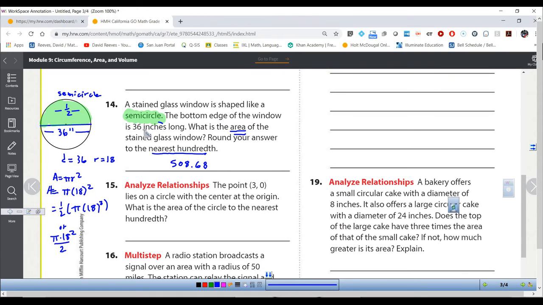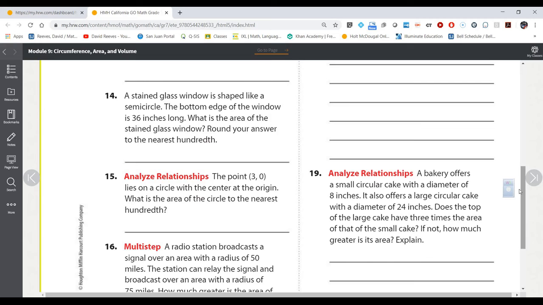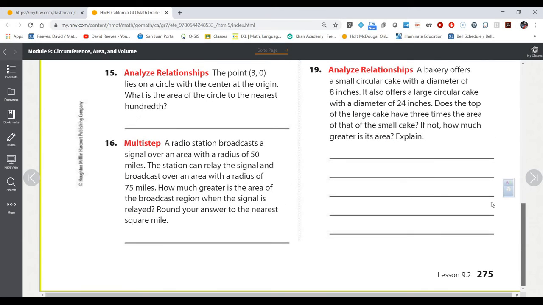What were our units? Our units were inches, but area is always in square inches because we're finding the number of squares, as I said in the last video, that it takes to fill that square. So inches squared or square inches. All right. So I hope that makes sense. A semicircle is half of a circle. We knew the diameter, we found the radius, we found the area of the whole circle, and took half of it. All right, let's take a look at another question.